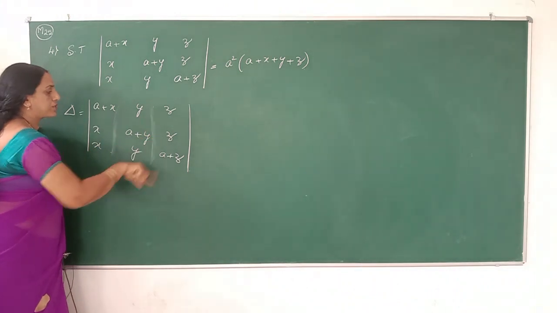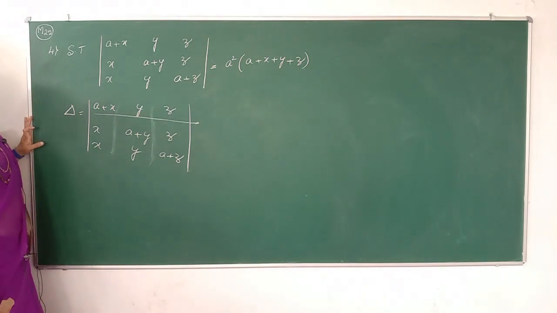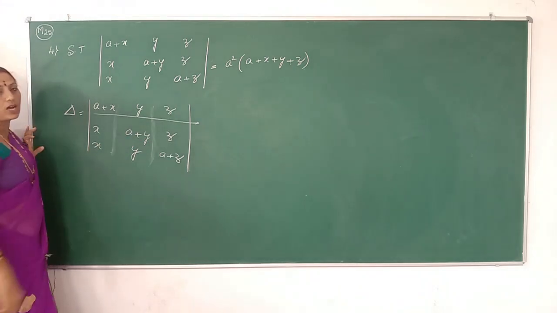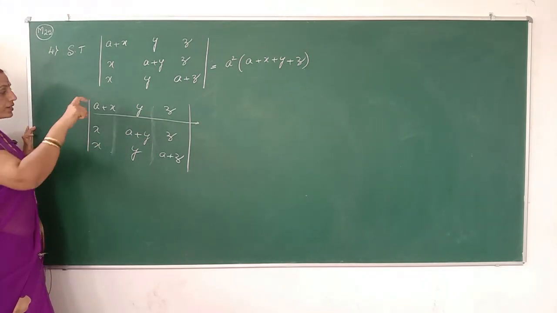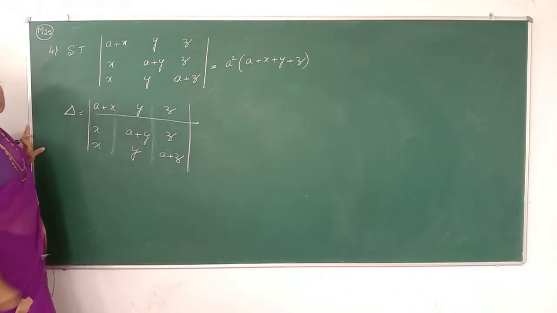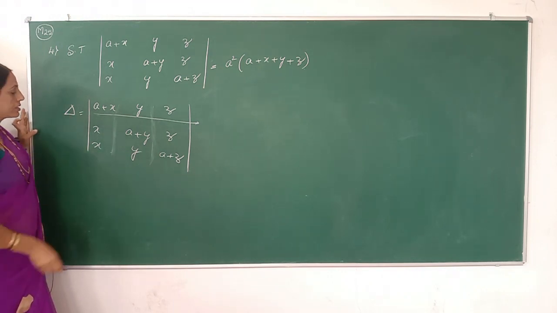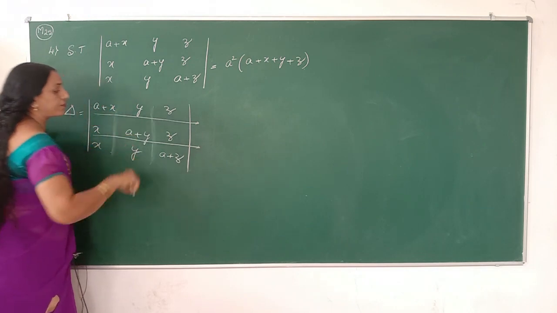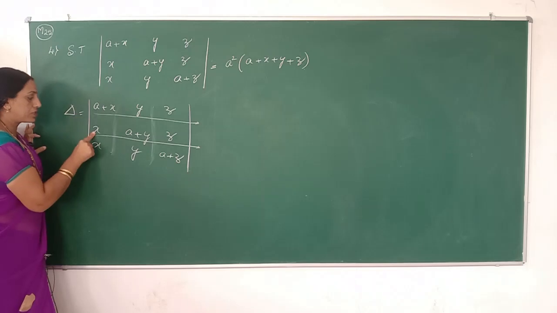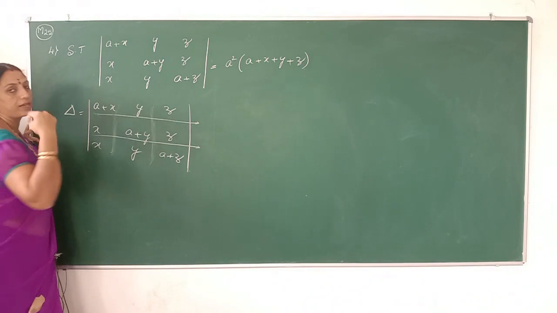Therefore, we'll observe the elements row wise. Adding the elements row wise: A plus x plus y plus z. All the elements are different: A is 1 times, x is 1 times, y is 1 times, and z is also 1 times. So that is a plus x plus y plus z. Similarly, we'll observe the elements of the second row. These are also 1 times x, 1 times a, 1 times y, and 1 times z.